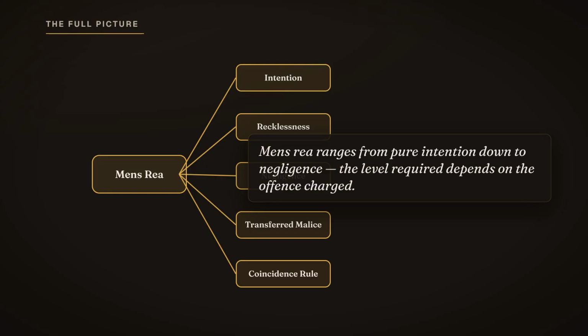At the top sits intention, both direct and oblique. Below that, subjective recklessness. Negligence plays a limited but important role, and the doctrines of transferred malice and coincidence ensure that D cannot escape liability through technicalities of timing or targeting.